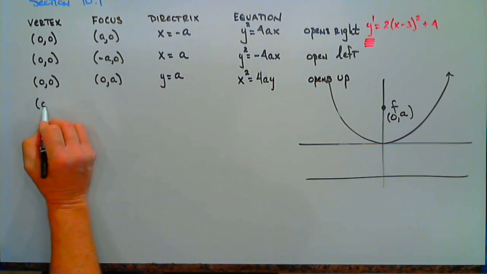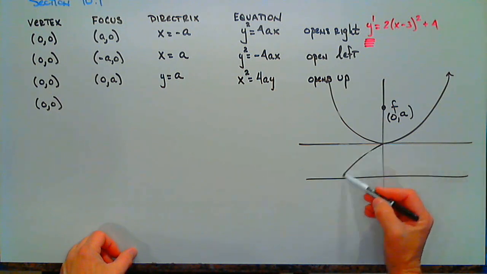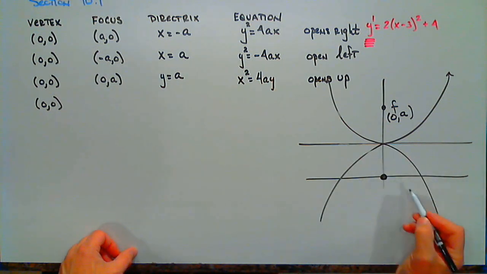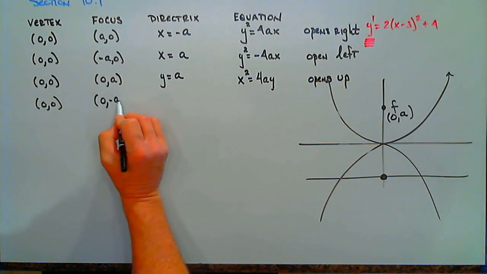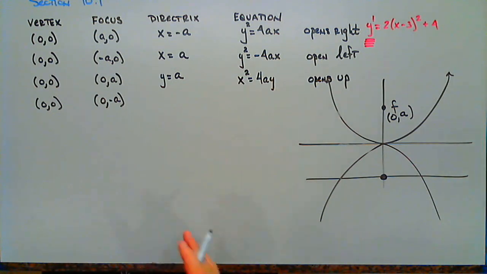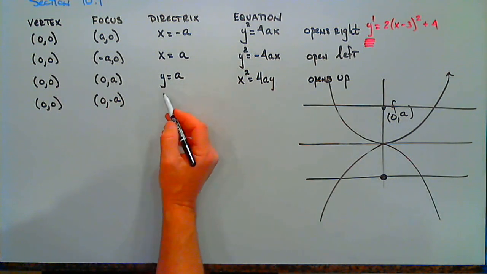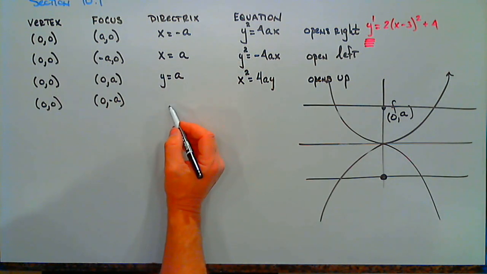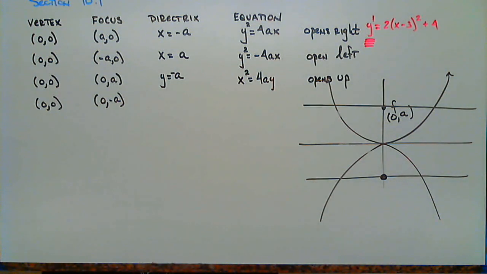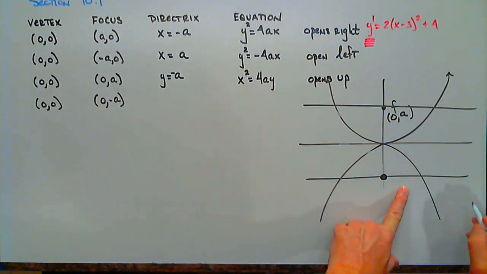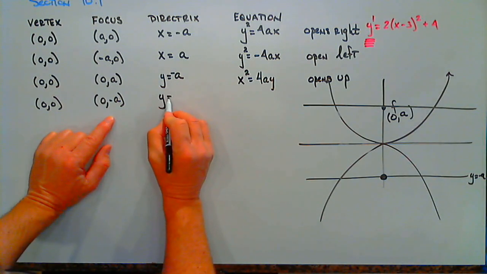Now, what about opens down? Well, that's going to be (0, 0), isn't it? If it's going to open down instead of open up, our focus is going to be down here now. So instead of our focus being (0, a), our focus is going to be (0, negative a). And our directrix, of course, is going to move up here. And so instead of our directrix being y equals, wow, sorry about that. All of you that were yelling at me in the video, I didn't see that, but you're right. That was supposed to be y equals negative a down here, wasn't it? So this one's going to be y equals positive a.